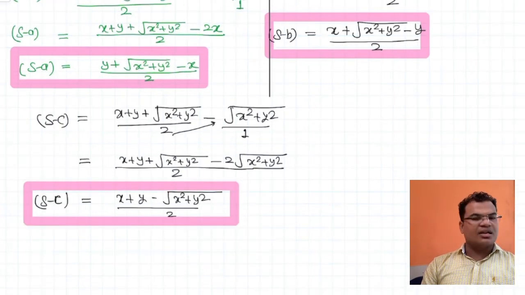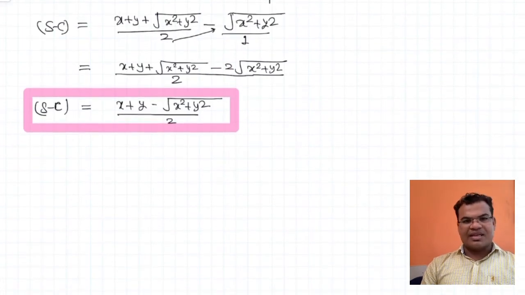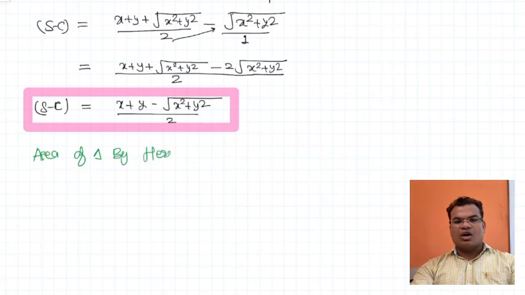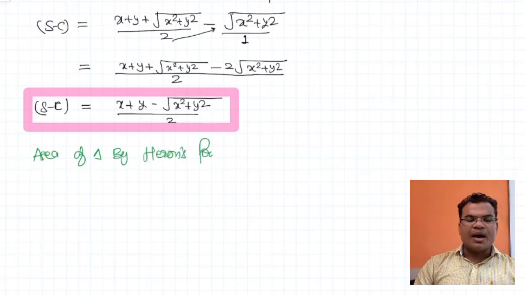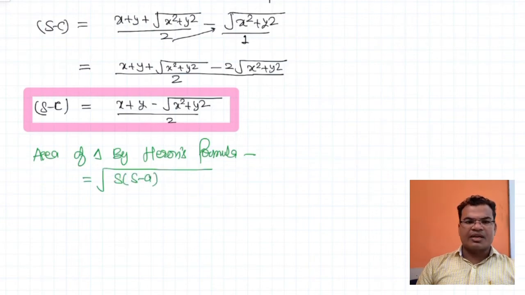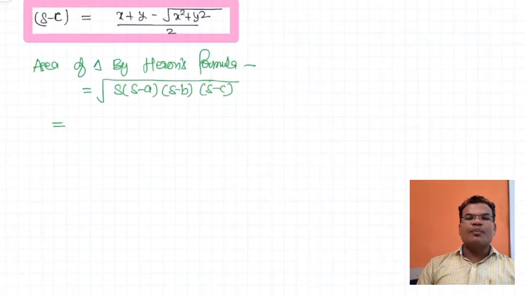Yes, the third element of the formula is s minus a, s minus b and s minus c. We will put all three values in Heron's formula and we will get the proof of the equation. Okay, so by Heron's formula we will prove this formula of coordinate geometry, the area of the triangle. So first of all, write the area of the triangle by Heron's formula, that is s, s minus a, s minus b and s minus c. Put the value of s.